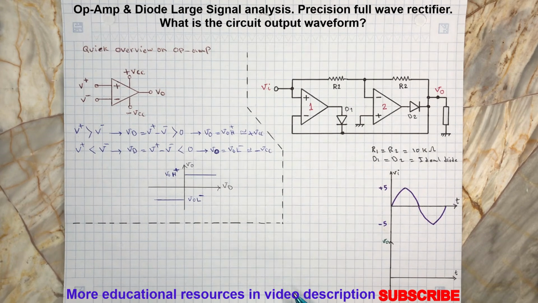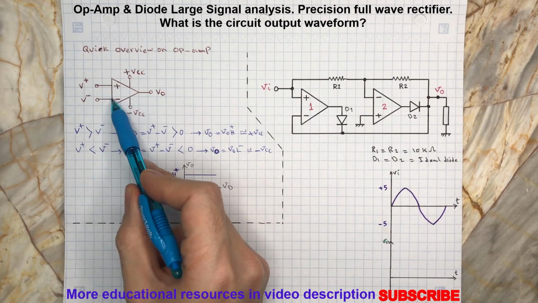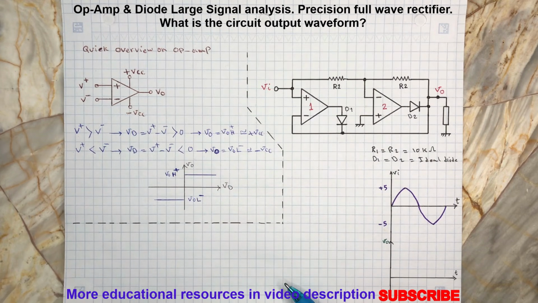A quick reminder on the virtual short principle. For feedback amplifiers constructed using op-amps, the V plus and V minus input terminals will always be approximately equal. So we assume the input terminals are shorted together. Now back to analyzing this precision rectifier.